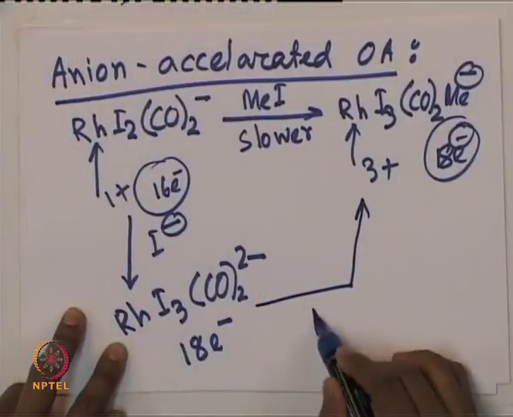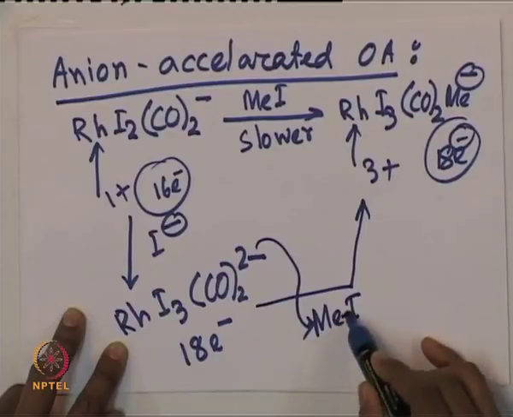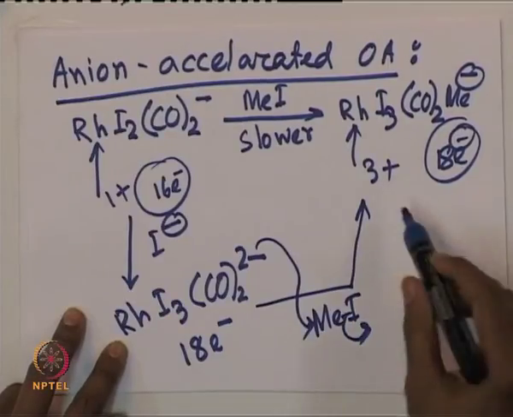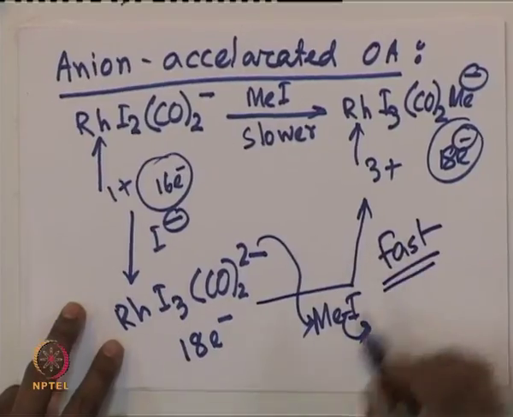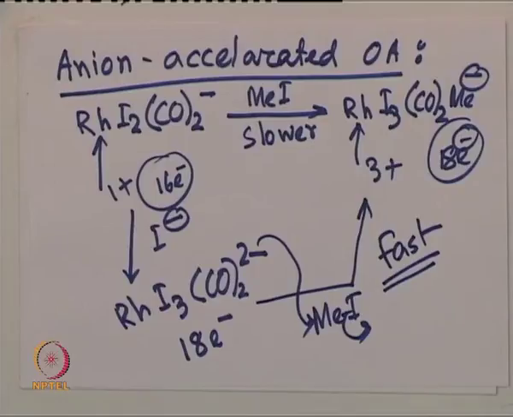Since we have methyl iodide and iodide salt together, after formation of the 2 minus species, that RhI3 species will then attack methyl iodide quite faster. This species will add to methyl iodide quite faster to give the product formation. So, overall, simply methyl iodide will give a slower reaction. By addition of iodide, I minus, we will get a very fast reaction. This is what is usually known as anion accelerated oxidative addition.